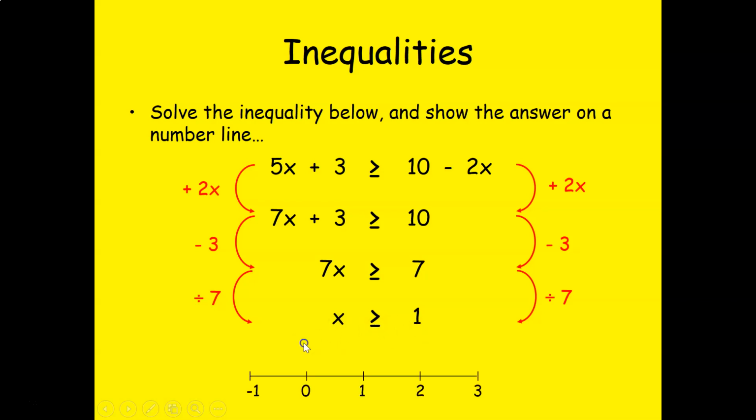And its graph is a solid dot on 1 and an arrow pointing to the right. It has an equal sign, so it's a solid dot, and greater than, so the arrow is going to the right. Its notation is 1, comma, infinity. This is a bracket because it's a solid dot and there is an equal sign.